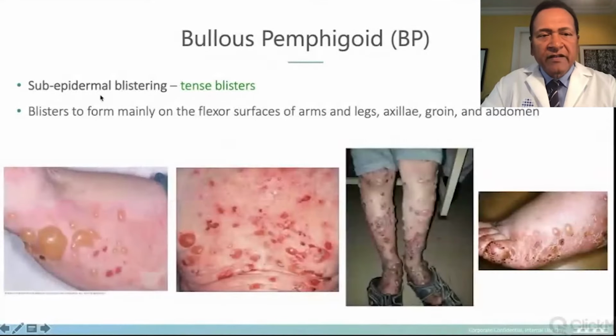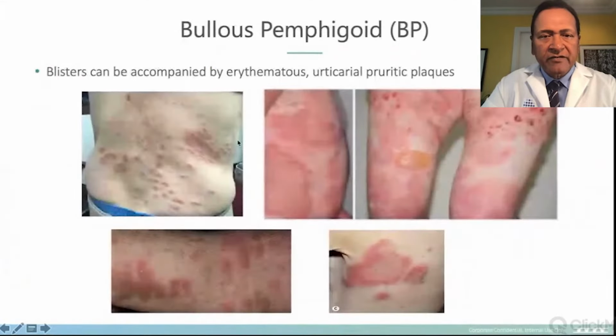And because the split is subepidermal, the lesions and the blisters are more tense than in the pemphigus group. They tend to form particularly on the flexor surfaces of the arms and legs. And here you see some examples of these tense blisters. They can shear off as well, but often you see tense intact blisters.